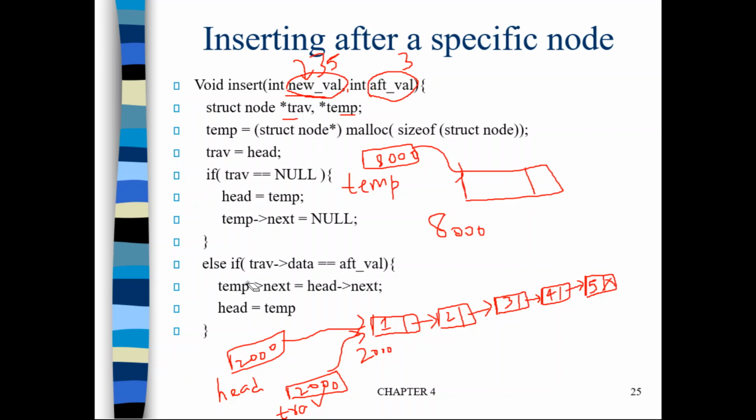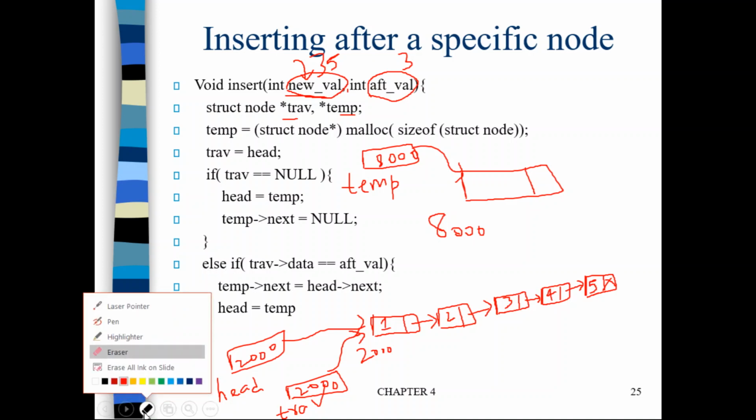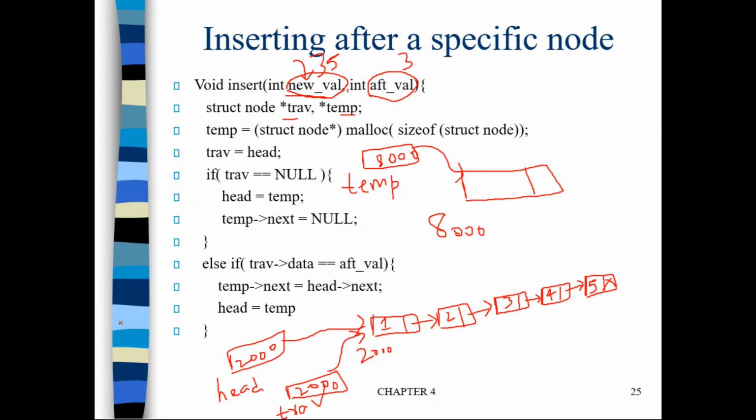And this else if is the case if you want to insert immediately after the first node. If traverse arrow data is equal to after val. What is traverse? Currently traverse is pointing to the first node, where head is pointing. What is after val? That is the value of the node after which you want to insert the new node. In our case it is 3, and the traverse arrow data value is 1.